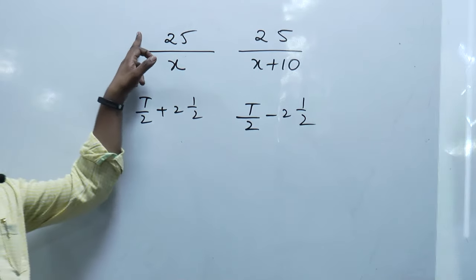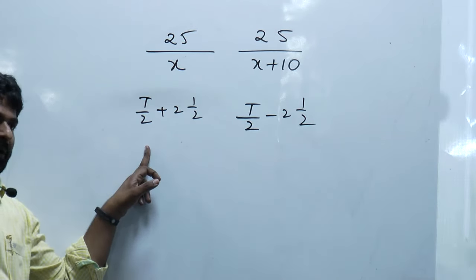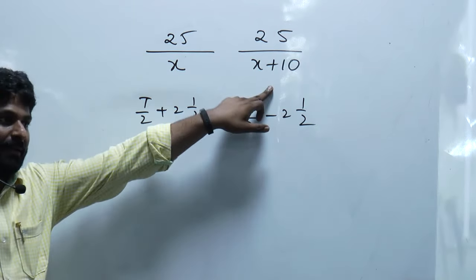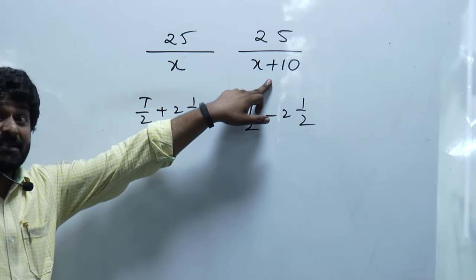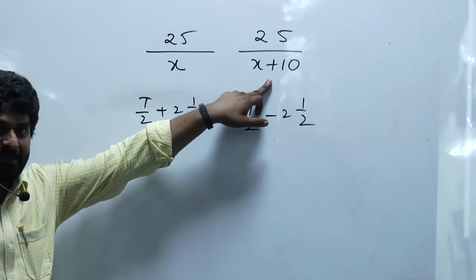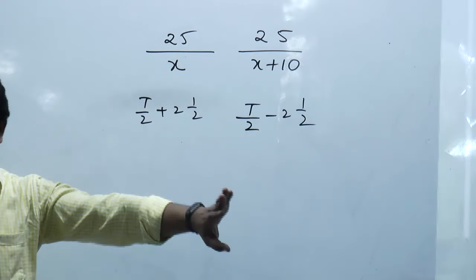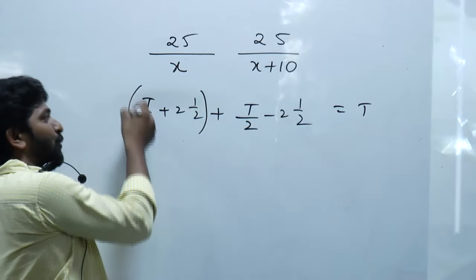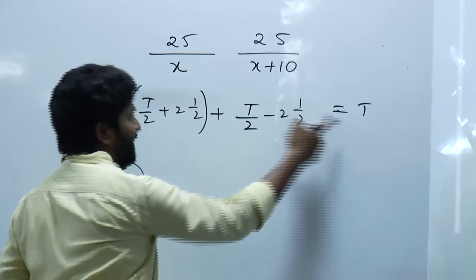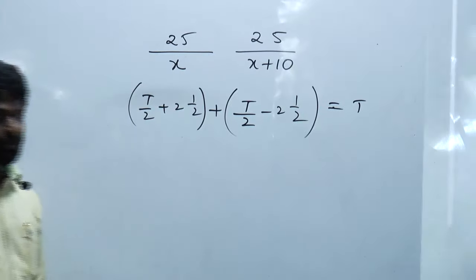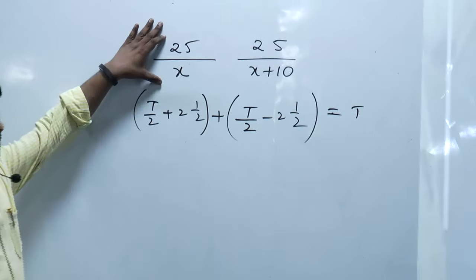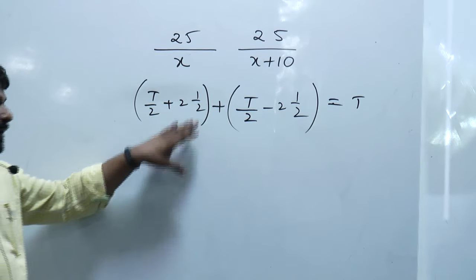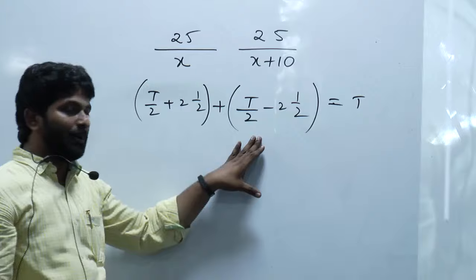Our total time is t. To cover half of the distance, he must take half of the time, which is t by 2. But he took 2.5 minutes extra. And to cover this up, he increased his speed. If he increases his speed, obviously the time decreases. So overall he maintained the correct time, so that should be equal to t. How much should be added to this? To make the entire value t, you must add t by 2 minus 2.5. So the time to cover the first distance with a certain speed is t by 2 plus 2.5, and for the remaining half it is t by 2 minus 2.5.